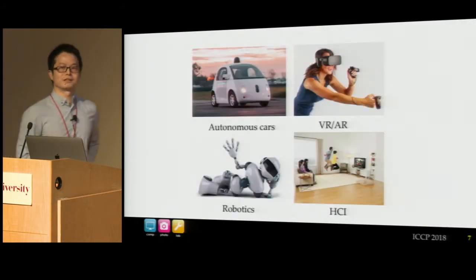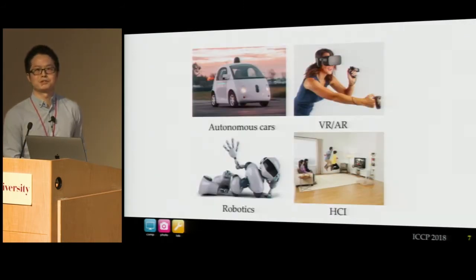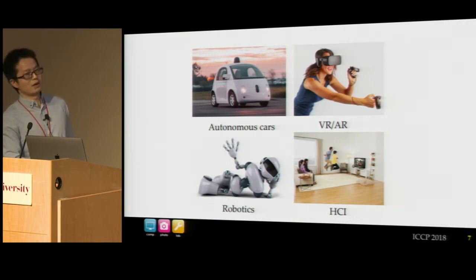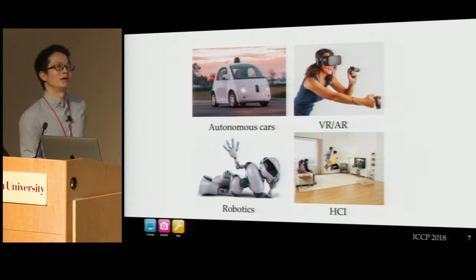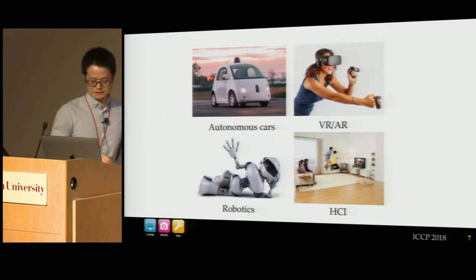With this type of sensor, there are a lot of applications. For example, it can be used in autonomous cars, and it can also be used in robotics. It can also be used in VR or AR systems. I think many of you are probably familiar with human-computer interaction, for example, when you play games on the Xbox.